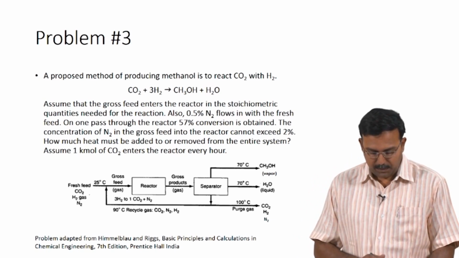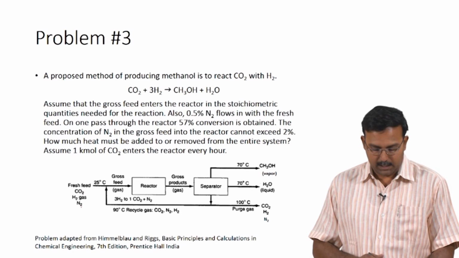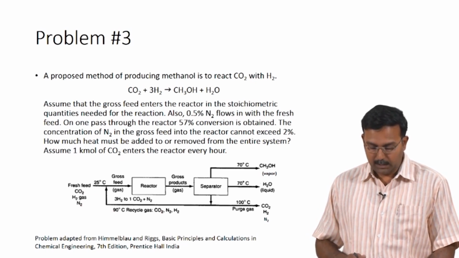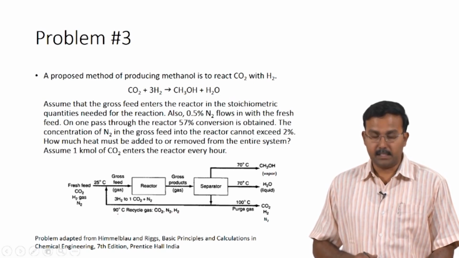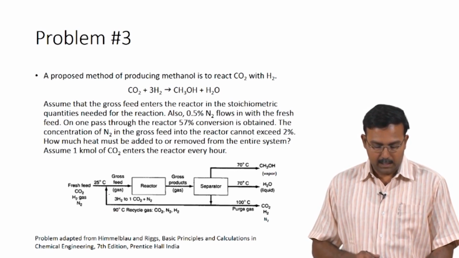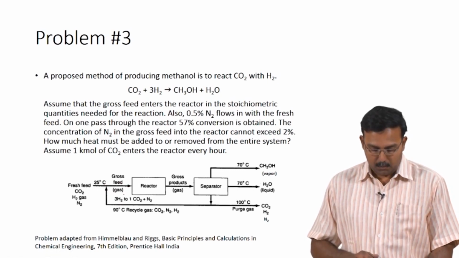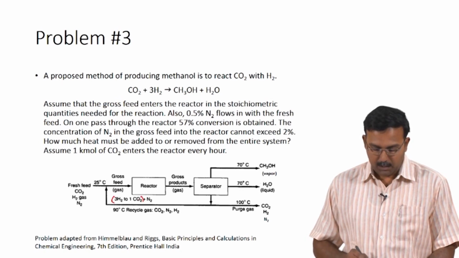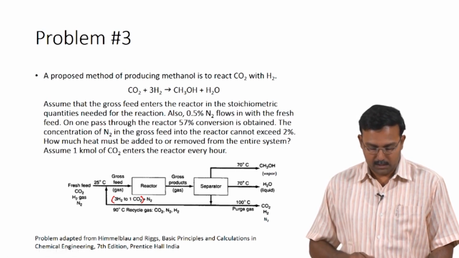So, you have a fresh feed which is coming in at 25 degrees Celsius containing carbon dioxide, hydrogen and nitrogen. It is getting mixed with a recycle feed which again contains carbon dioxide, nitrogen and hydrogen. However, this recycled gas is at 90 degrees Celsius, and here you end up having a gross feed which would contain carbon dioxide and nitrogen and hydrogen. Here what you have been given is it is 3 moles of hydrogen per mole of carbon dioxide, which is the stoichiometric ratio with which it is coming in.